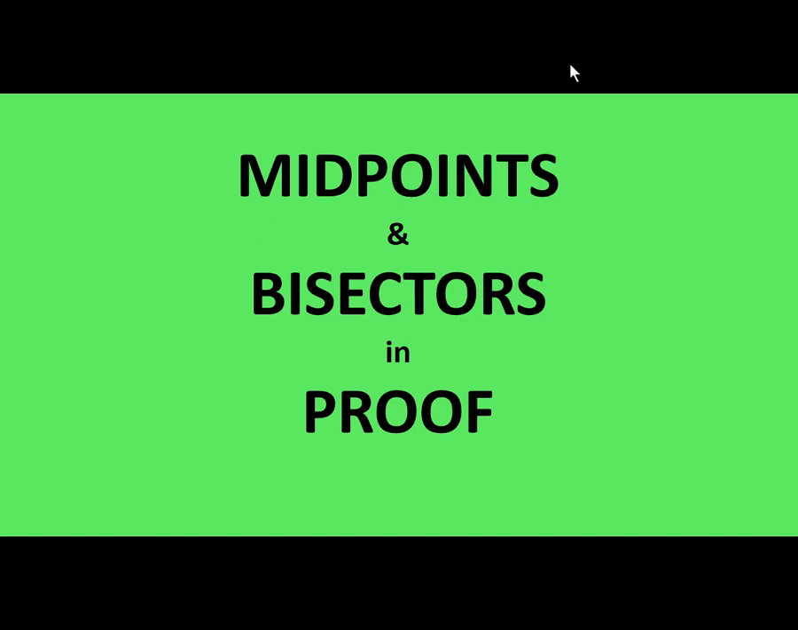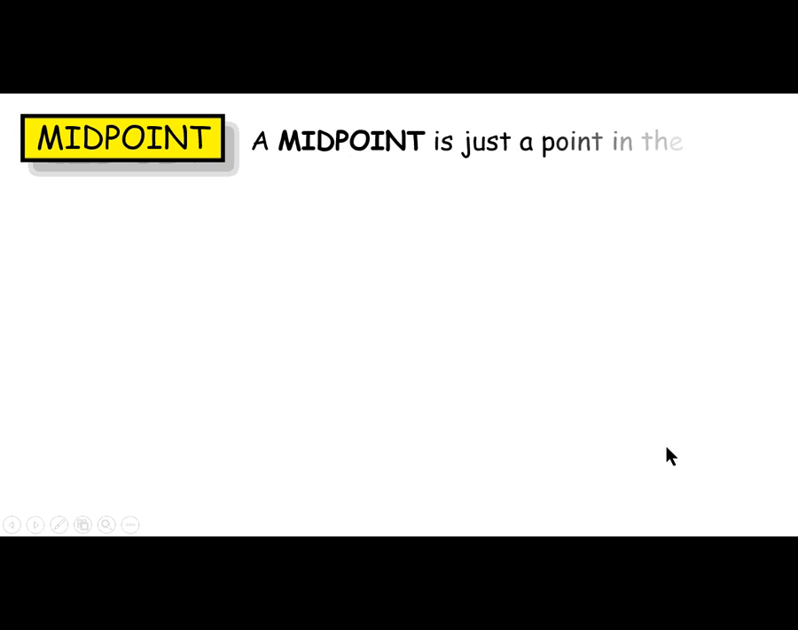Hello, geometry students. In this assignment, we are going to talk about midpoints and bisectors as they show up in proofs. So first off, a midpoint. A midpoint is just a point in the middle of something. And when we say it's in the middle, that means it cuts it into two equal halves.